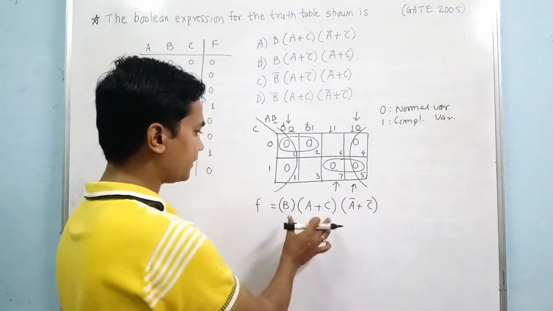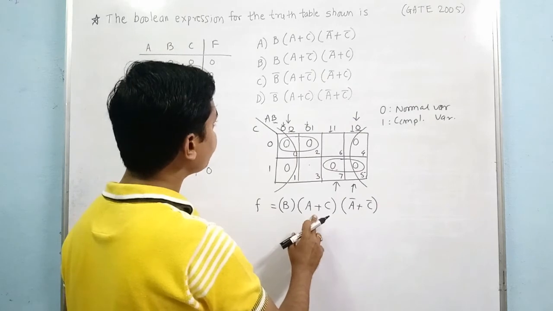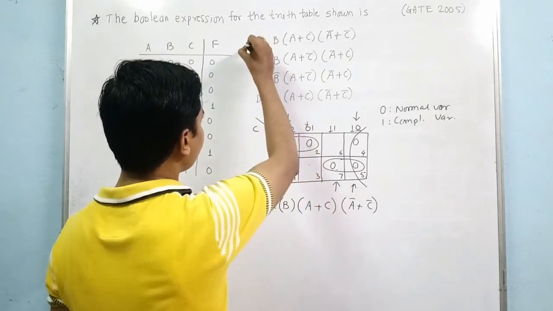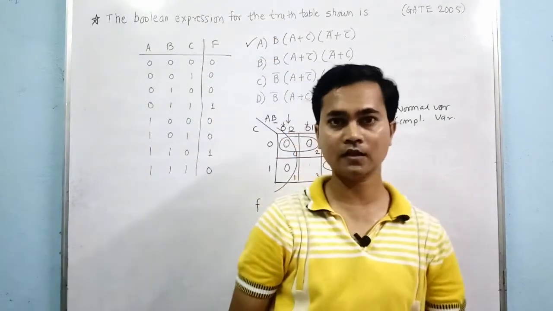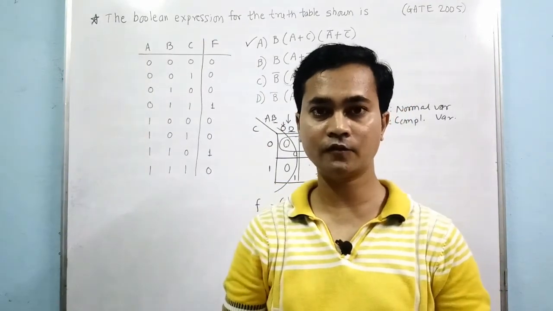So just check whether this expression is given in the options. B into (A plus C) into (A bar plus C bar). So the first option is the right one. Okay, so I hope you understood this expression and how to minimize it by using K-map.